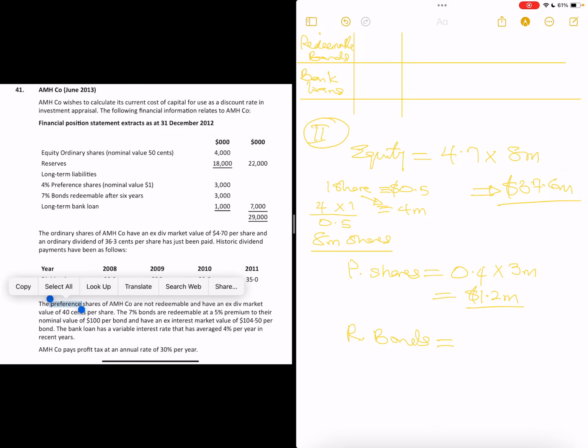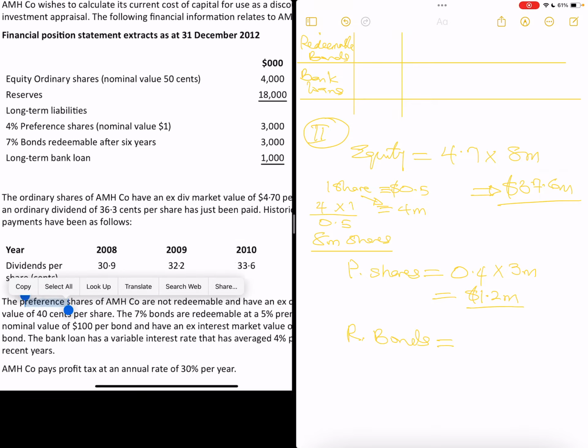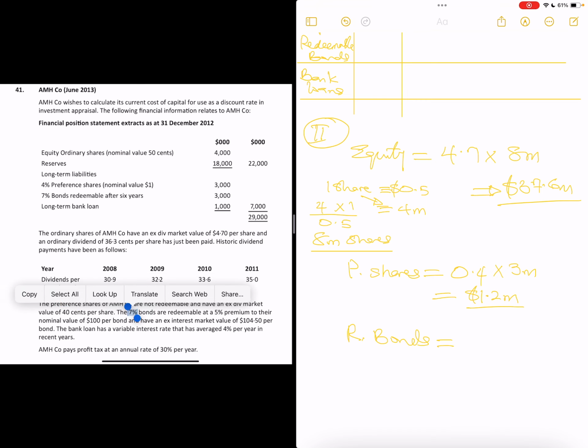What's the price of redeemable bonds? The question says here that the 7% redeemable bonds are redeemable at 5% premium. Nominal value is $100, which we always expect. That is the face value of any bond, with an ex-interest market price of 104.5. So we know the market price to be 104.5. But how many bonds do we have?